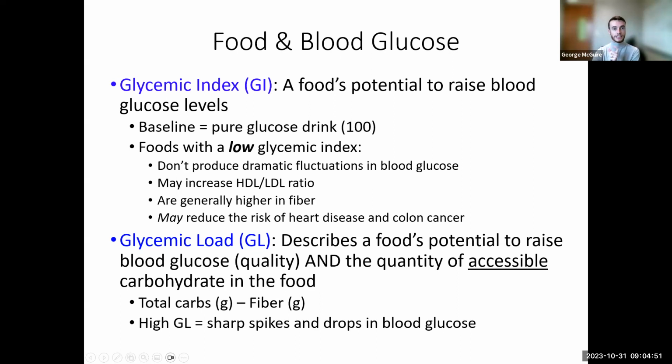We don't produce the enzymes necessary to break it down. Only a small amount of fiber is going to be digested once they make it to the large intestine. And so really the only carbohydrates in our food that we're going to be accessing and converting into glucose is everything that is not fiber. Right? So that is what we mean by accessible carbohydrate. So any carbohydrate that we will actually be able to digest and use.